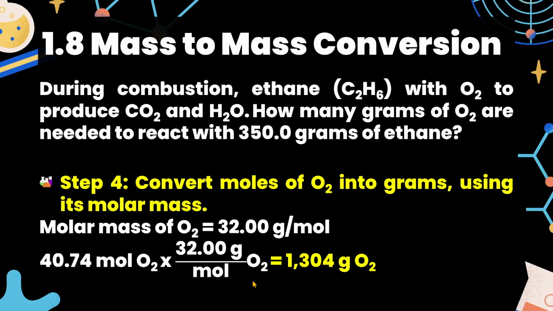Then we multiply it to the number of moles of oxygen we got from step 3. So from step 3, the answer in that step is 40.74. So we multiply it by the molar mass of oxygen gas, 32.00. Then canceling all the units will give us 1,304 grams of oxygen.